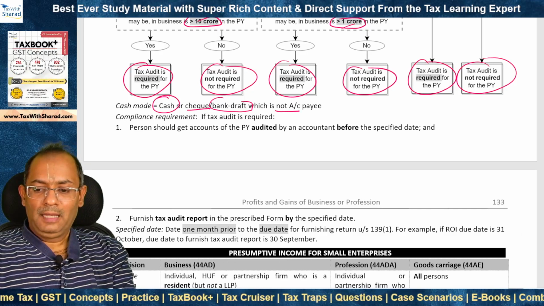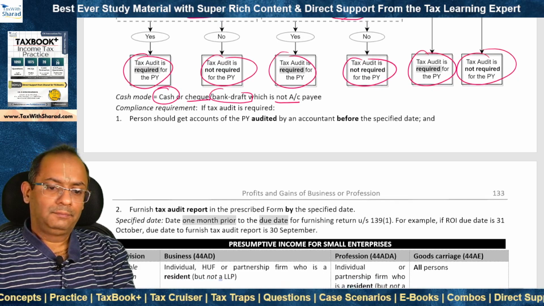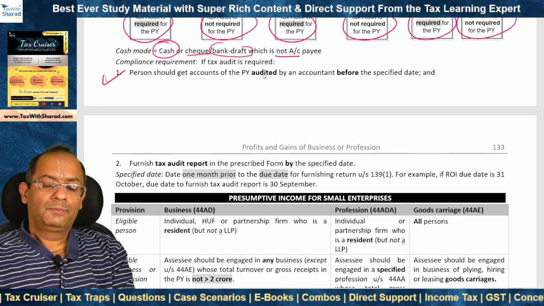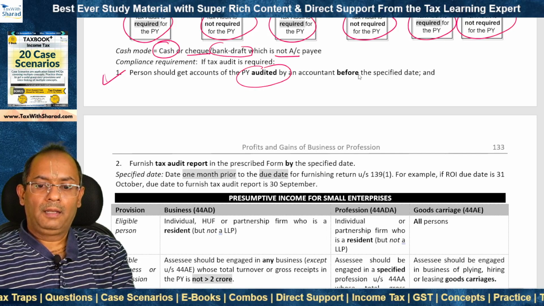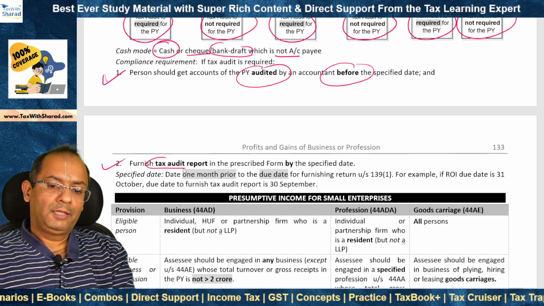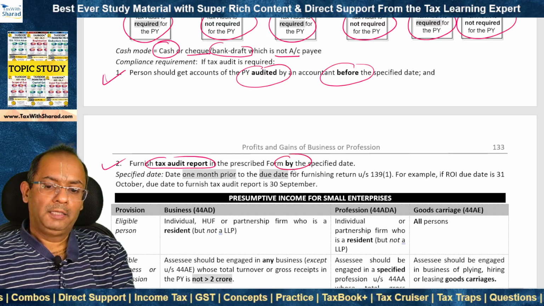Once tax audit becomes applicable, then two things need to be done in terms of compliance. One, the person should get his accounts of the previous year audited by an accountant before the specified date. And two, furnish a tax audit report in the prescribed form by the specified date.